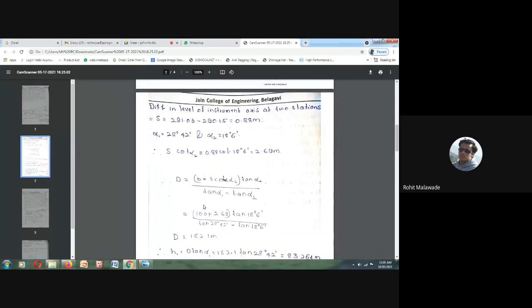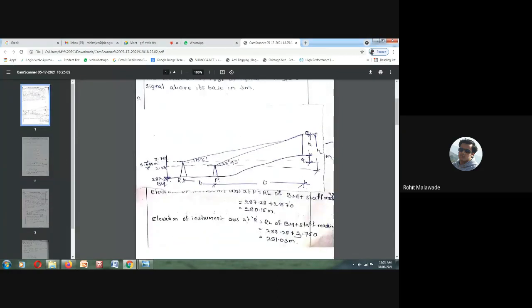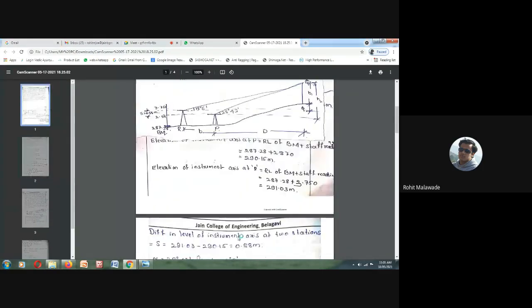If we substitute this in the formula, we are going to get 100 plus 2.69 S cot alpha 2. If we solve it, we will be getting 2.69 tan alpha 2. Tan alpha 2 is tan 18 degrees 6 minutes. If we solve it, we are going to get this horizontal distance as 152.1 meter. So H1, how can we calculate H1?